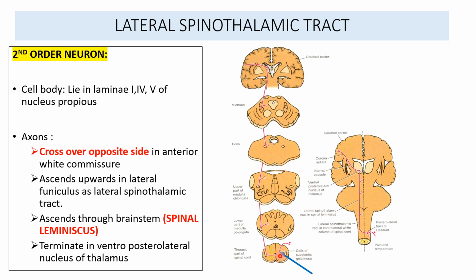So in the posterior column, the crossing was happening at the level of the brainstem, the medulla. Over here, in the spinothalamic tract, the crossing is happening at the level of the spinal cord. So it goes into the anterior white commissure, crosses over to the opposite side, and lies over here; in the picture of the tract, you had seen the location of the lateral spinothalamic tract. And when it ascends, it ascends in the form of the lateral spinothalamic tract.